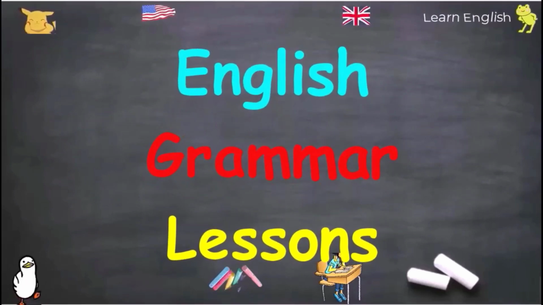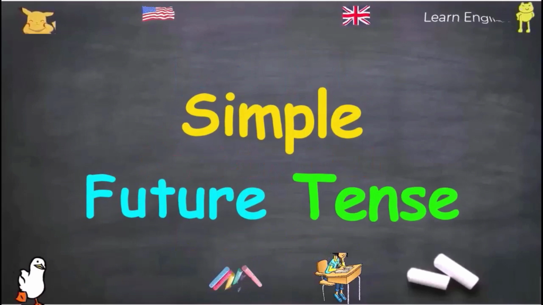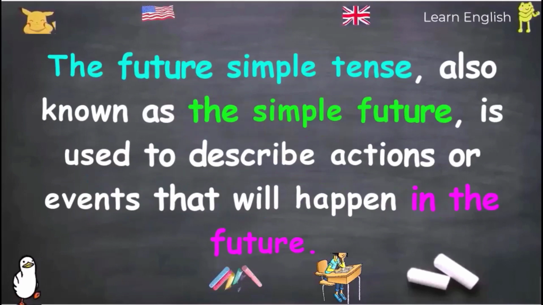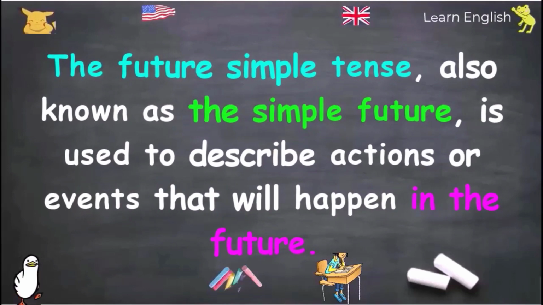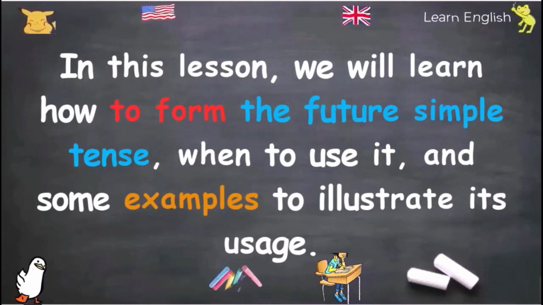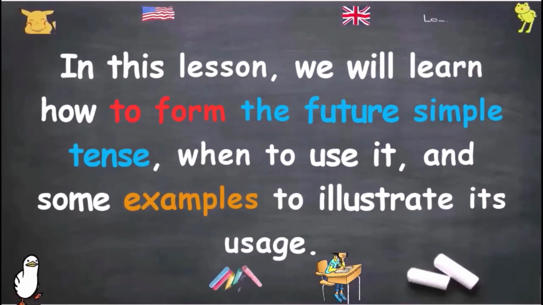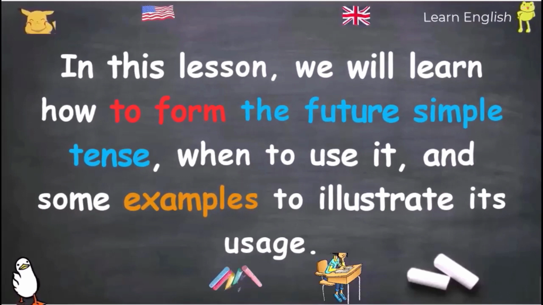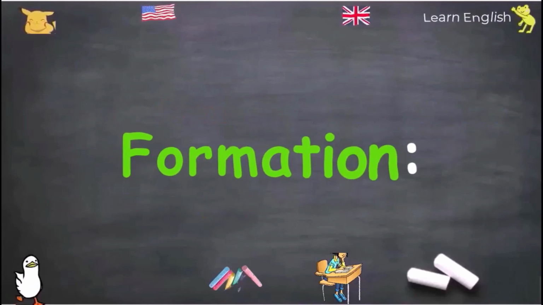English grammar lessons. The future simple tense. The future simple tense, also known as the simple future, is used to describe actions or events that will happen in the future. It is one of the most commonly used tenses in English and is quite straightforward to construct. In this lesson, we will learn how to form the future simple tense, when to use it, and some examples to illustrate its usage.